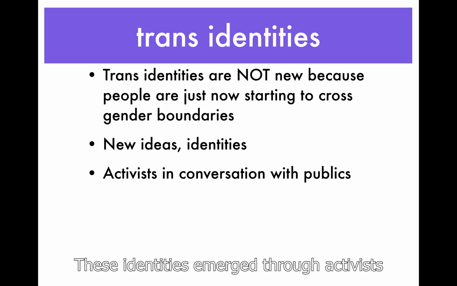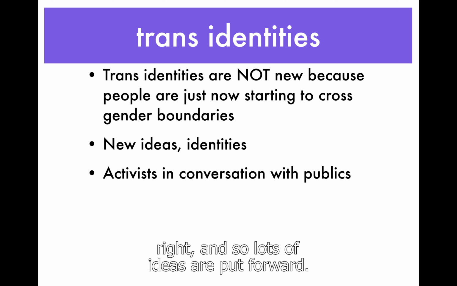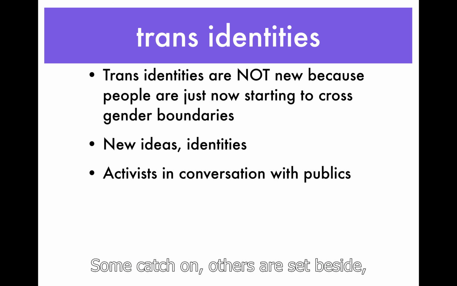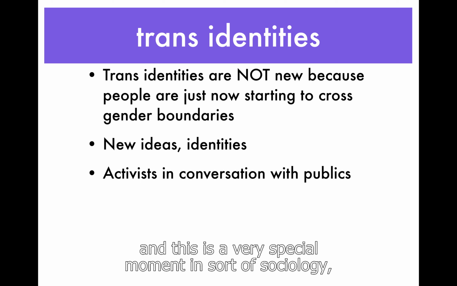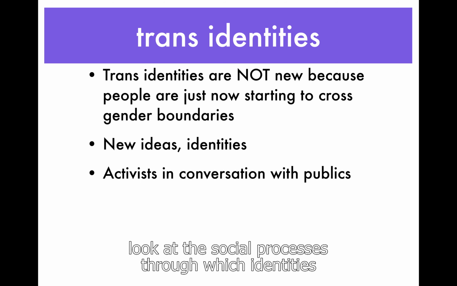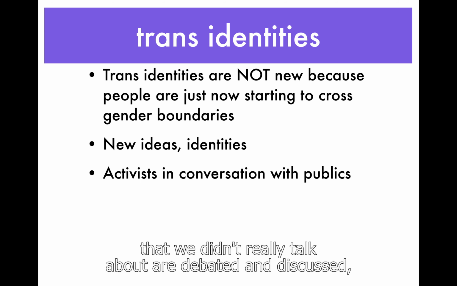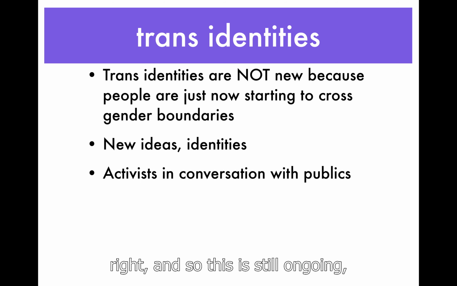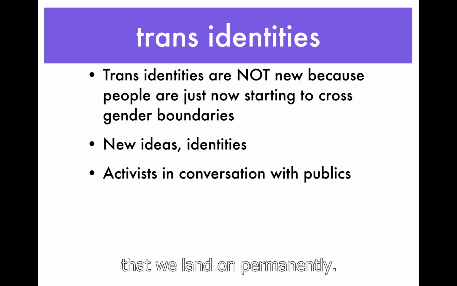These identities emerge through activists and conversations with publics, right? And so lots of ideas are put forward. Some catch on, others are set aside, and then not everyone agrees on what the right identity category is. And this is a very special moment in sociology, to look at the negotiation and to look at the social processes through which identities that used to be something that we didn't really talk about are debated and discussed. Right? And so this is still ongoing, right? And so trans may not be the identity category that we land on permanently.